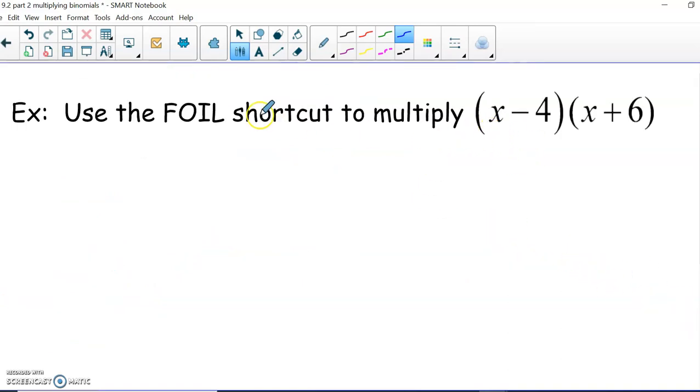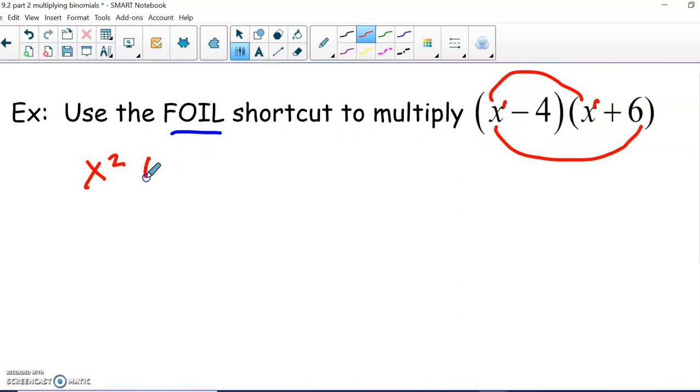All right, so here we go. We're going to start by using the FOIL method. So F again stands for first, so I'm going to multiply my first terms. Remember, when you're multiplying exponents with the same base, you just add those exponents. So x to the first times x to the first gives us x to the second, or x squared. The O stands for the outside terms. So on the outside, that means I'm going to multiply x times 6. That's going to give us 6x.